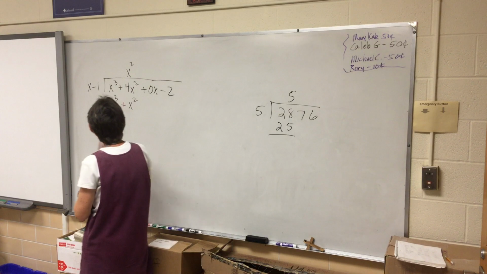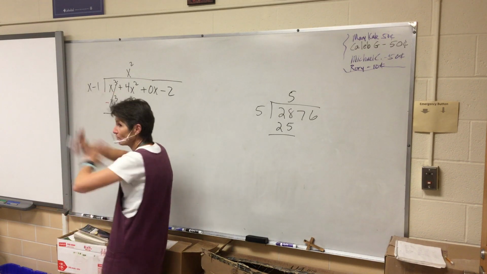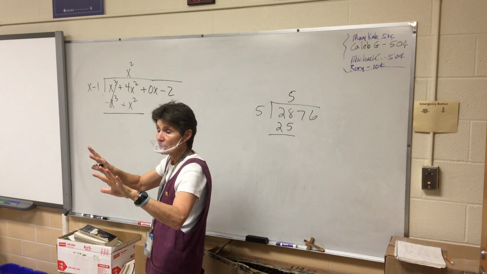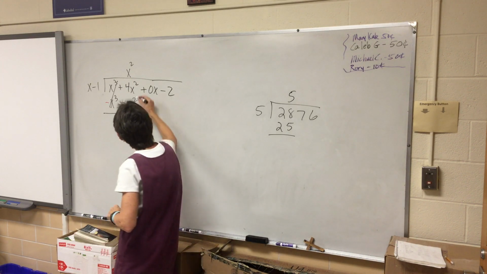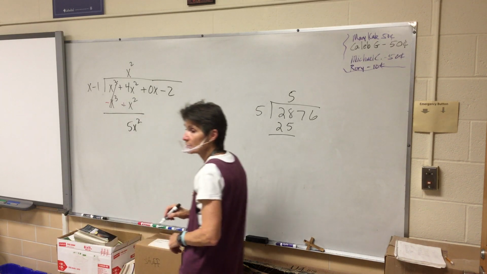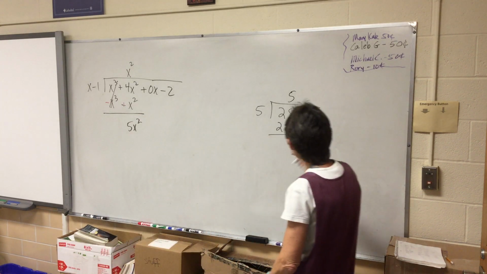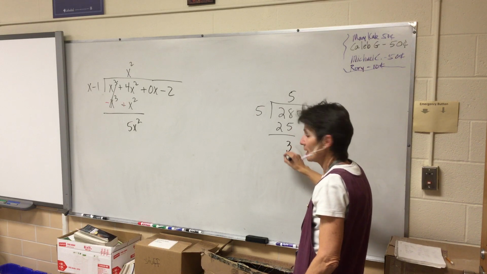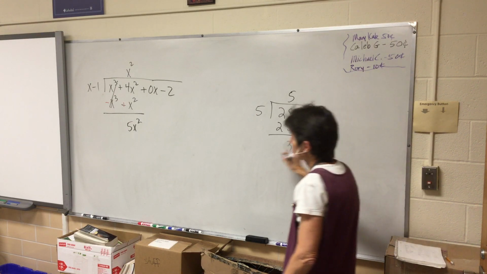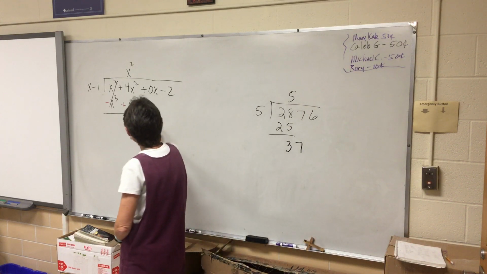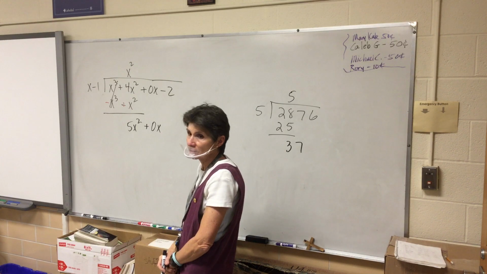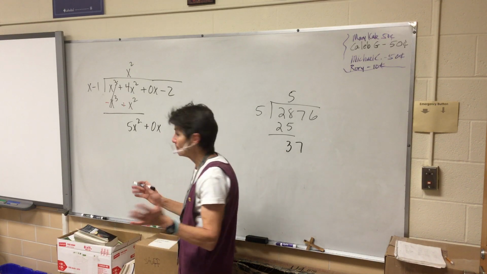Now, this will always happen, kids. That first thing should be gone. If it's not, you've messed up. So now I've got 5x squared. All right, what do you do in a regular problem? You subtract, okay, then what? What do you do next? Bring down the next number. So we're going to bring down the next number, which is the 0x. Just like regular long division. And then you start all over again.